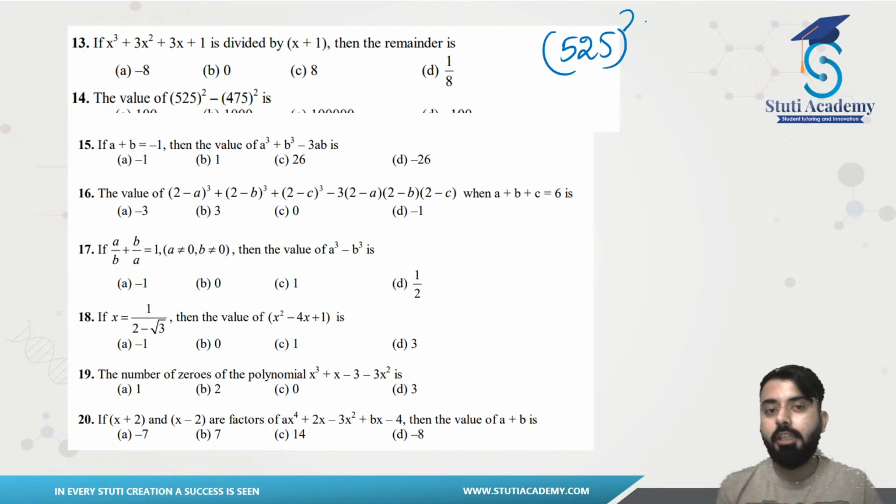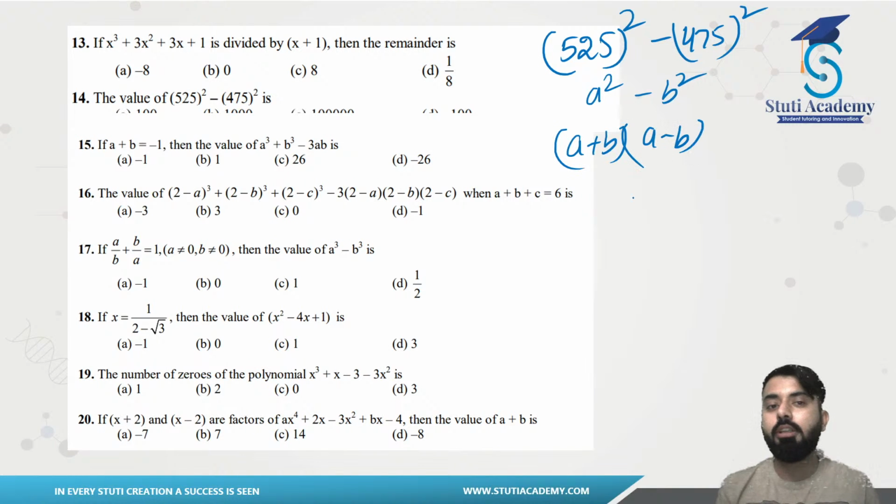525 squared minus 475 squared. You see, this closely looks like your identity, a squared minus b squared. So this should be (a plus b) into (a minus b). So you can solve this. This will be 525 plus 475 into 525 minus 475.